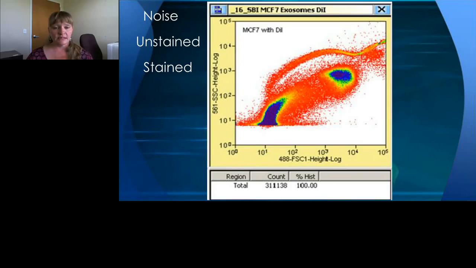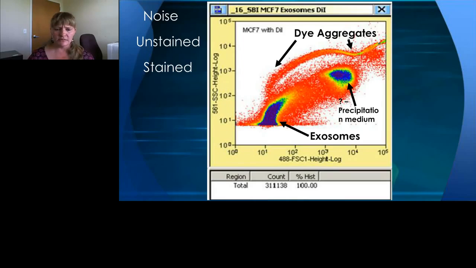The stained population, however, this particular sample is stained with DII. We have the dye aggregates, we have the exosomes, and then we also either have a precipitation medium or it could also be plastic debris from the Eppendorf tube. So these stained EVs, as seen in this histogram, you can see the exosomes, you can see the dye aggregates, and also some sort of debris located here.